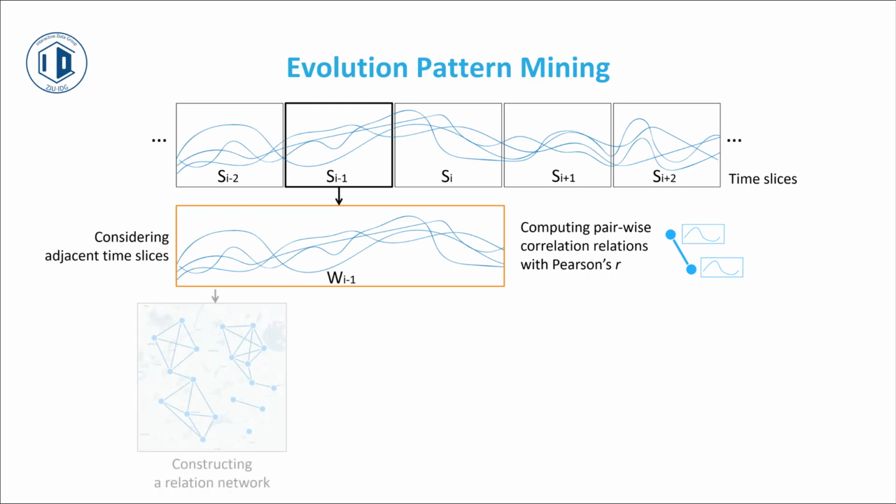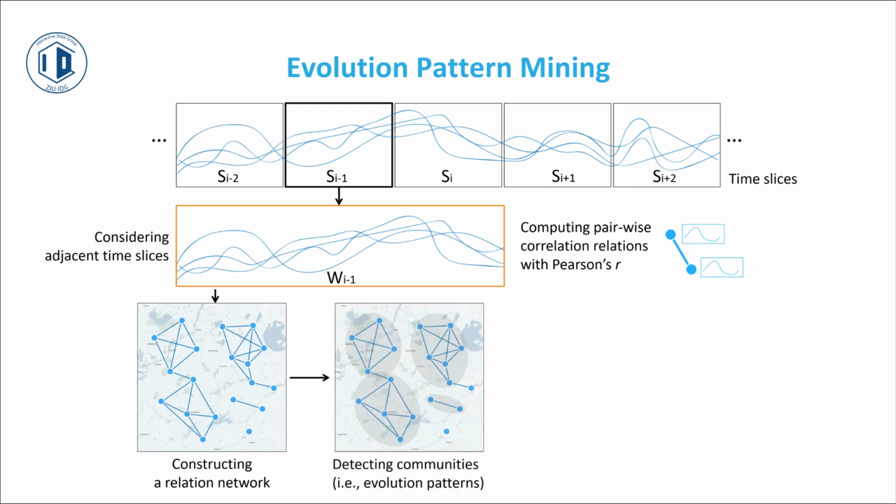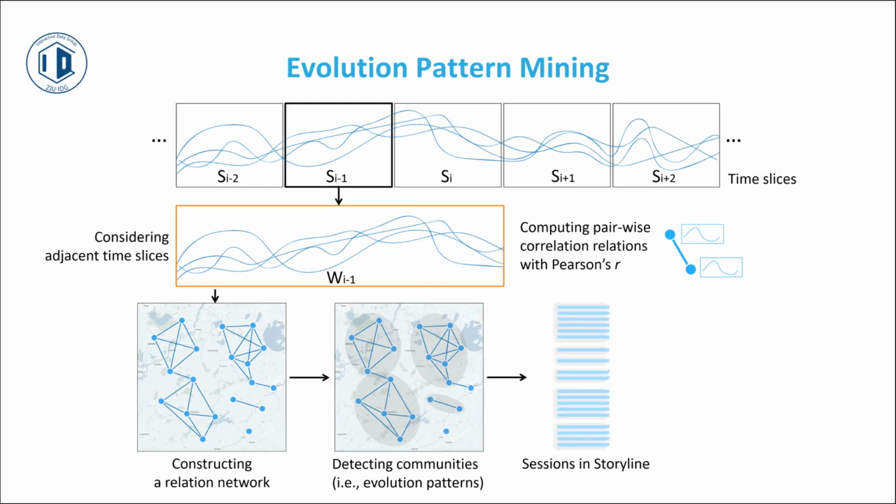Third, we construct a spatial temporal network. Each node is an ST series. An edge exists if they have a correlation relation and are close enough. Recall that ST series belong to the same session if they are correlated in a time slice and are close in geographic space to each other. Based on the network formulation, these ST series exactly form a community in the relation network. Thus, we detect the communities and consider them as evolution patterns in the storyline. The second, third, and fourth steps are executed for each time slice.